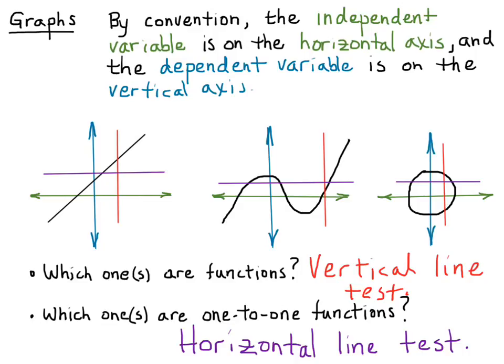It's just a way to visualize. With the vertical line test, you choose any x, and it should cross the curve in exactly one spot. That'll give you your one value for y. The horizontal line test will tell you that for any given value of y, you only have one value of x. And if you have more than one value of x, then you don't have a one-to-one function.